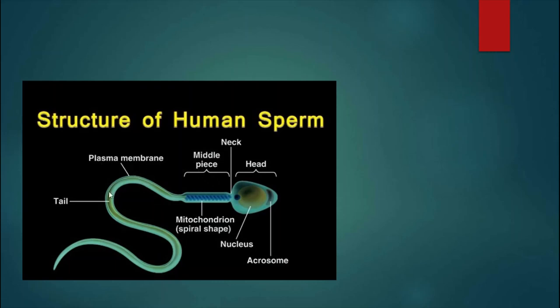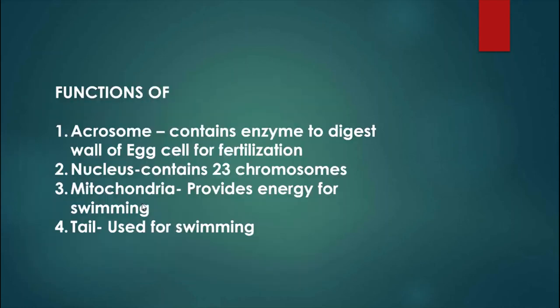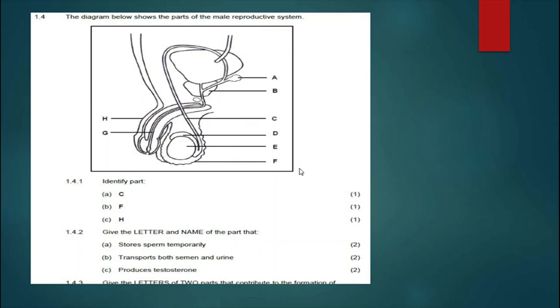Now let's look at the functions of these. We have the acrosome, which contains enzymes to digest the wall of the egg cell for fertilization. We have the nucleus that contains 23 chromosomes. We have mitochondria, which provide energy for swimming. We have the tail, which is used for swimming. Now you need to know all these things. Now let's look at the questions under the male reproductive system.